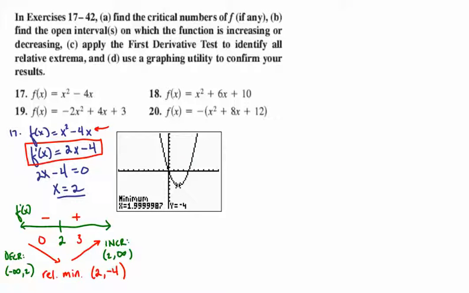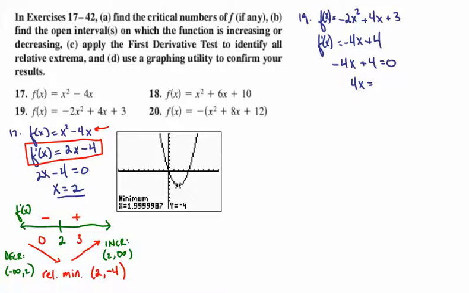Alright, next we'll take a look at number 19. So 19 starts out with f of x equals negative 2x squared plus 4x plus 3. First thing we need is the derivative. So the first thing we need is f prime of x. And we get negative 4x plus 4. We want to set that equal to 0. Negative 4x plus 4 equals 0 when 4x is equal to 4 or x is equal to 1. That's our only critical number in this case.